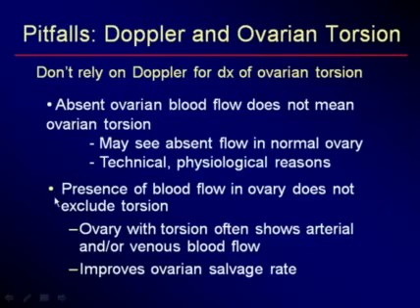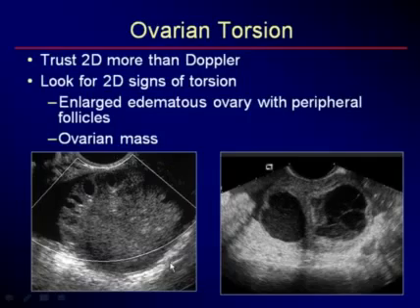And now the opposite of that: presence of blood flow in an ovary does not exclude torsion. You can have an ovary that's undergoing torsion, and often we do see arterial or venous blood flow. And that's actually good because that means that that ovary is probably salvageable. It does improve our ovarian salvage rate because there is still blood flow supplying that ovary. So we should trust the 2D picture more than we trust the Doppler as far as ovarian torsion.